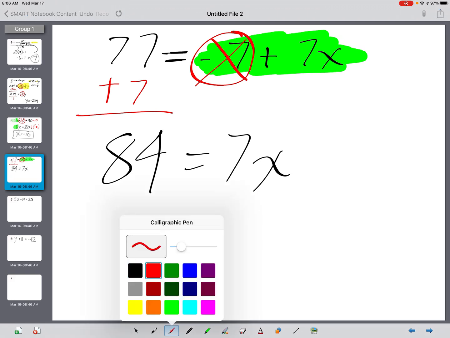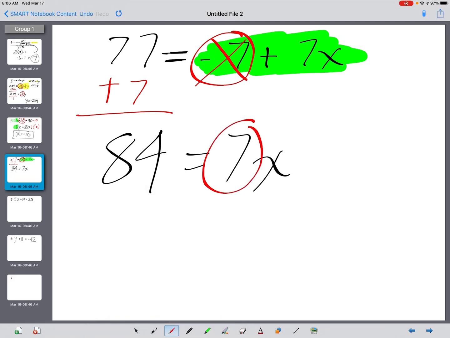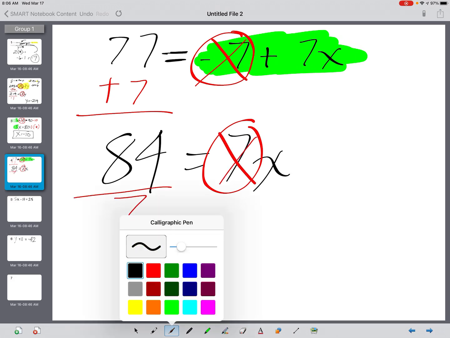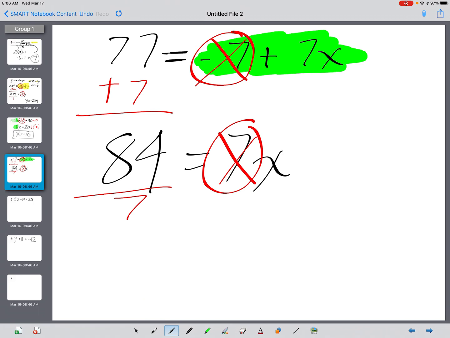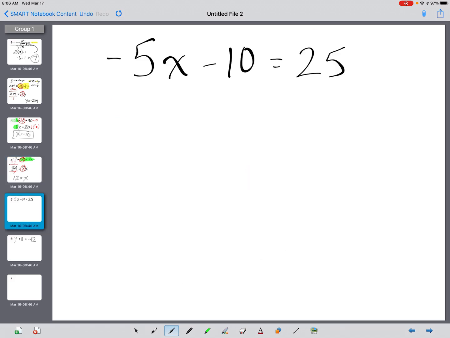So we're left now with 84 equals 7 times x. We'll reverse out that multiplication in the variable term 7x by division, of course. And so now we're left with 84 divided by 7, which is 12, and that's the value of x.